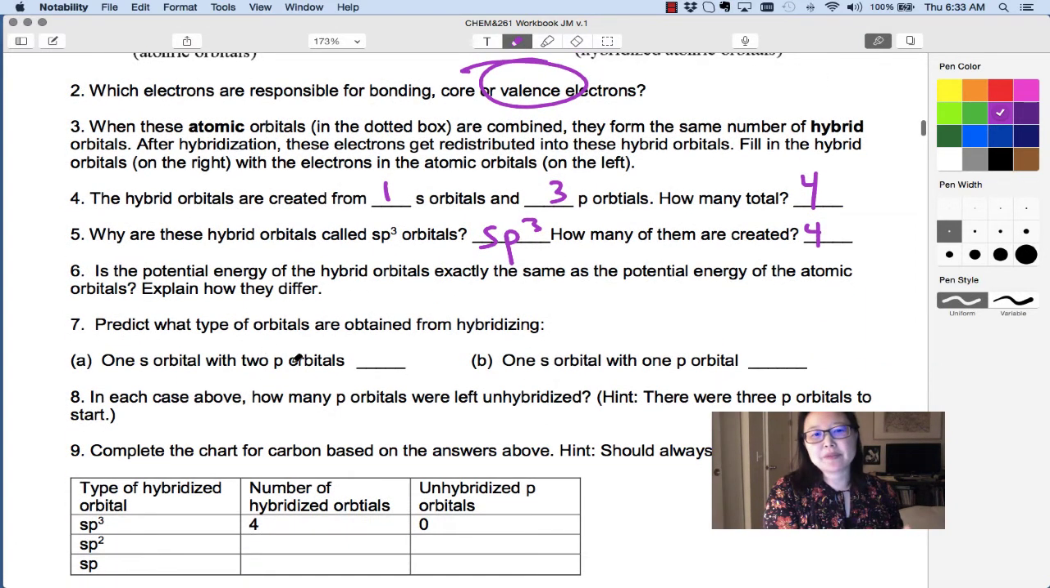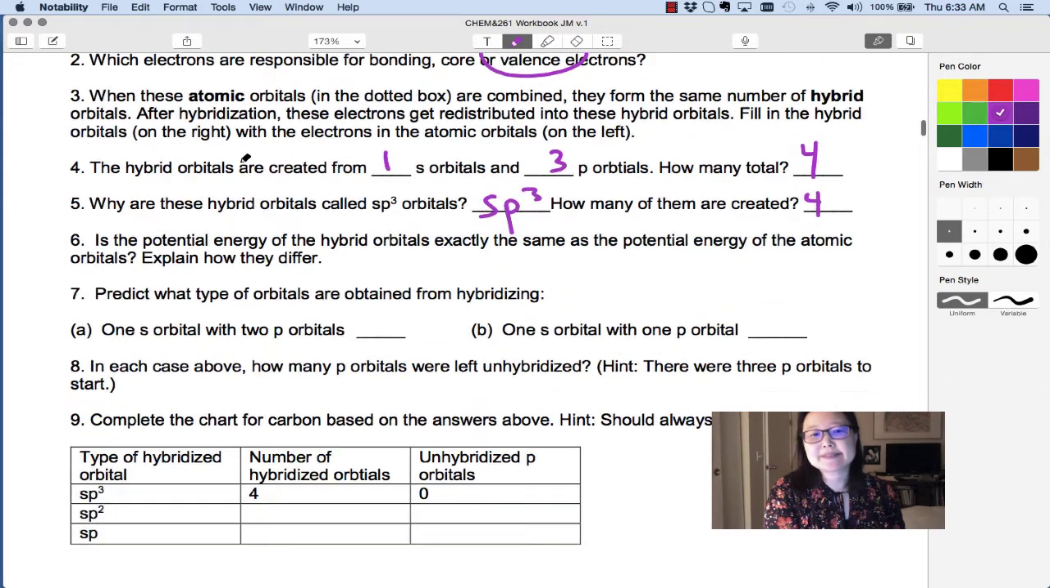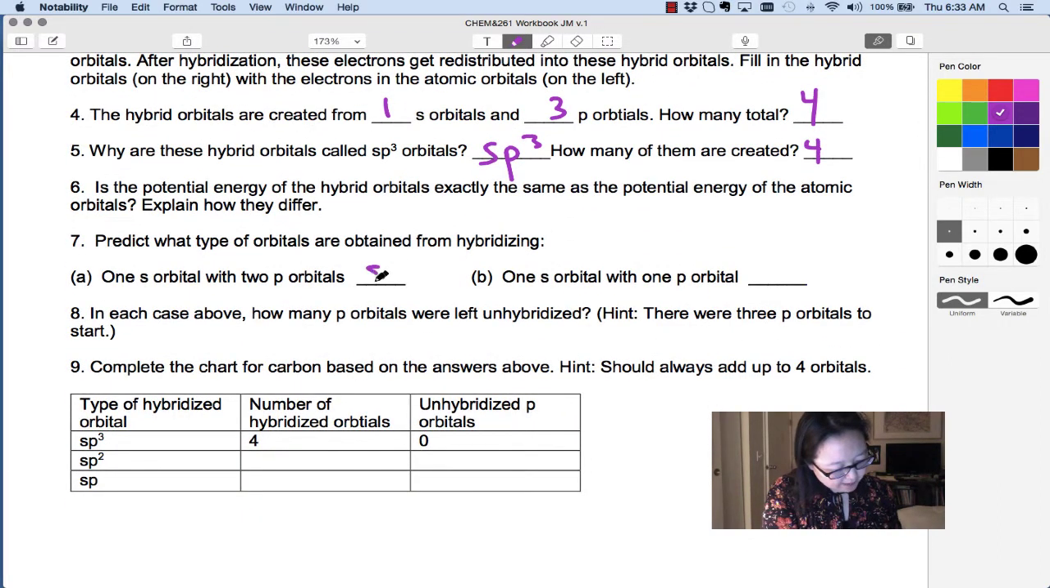One s orbital with 2 p orbitals, if you only mix these two, now you no longer have sp3 orbitals. You would have sp2 orbitals. So that would be sp2. And then s and a p, and you mix those together, you get sp orbitals.